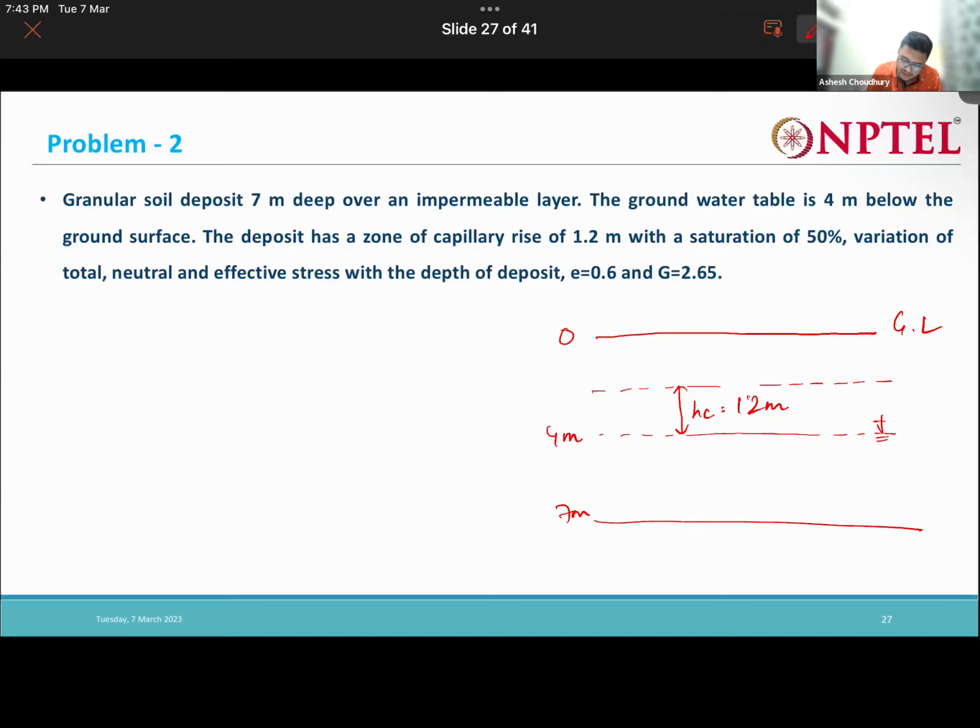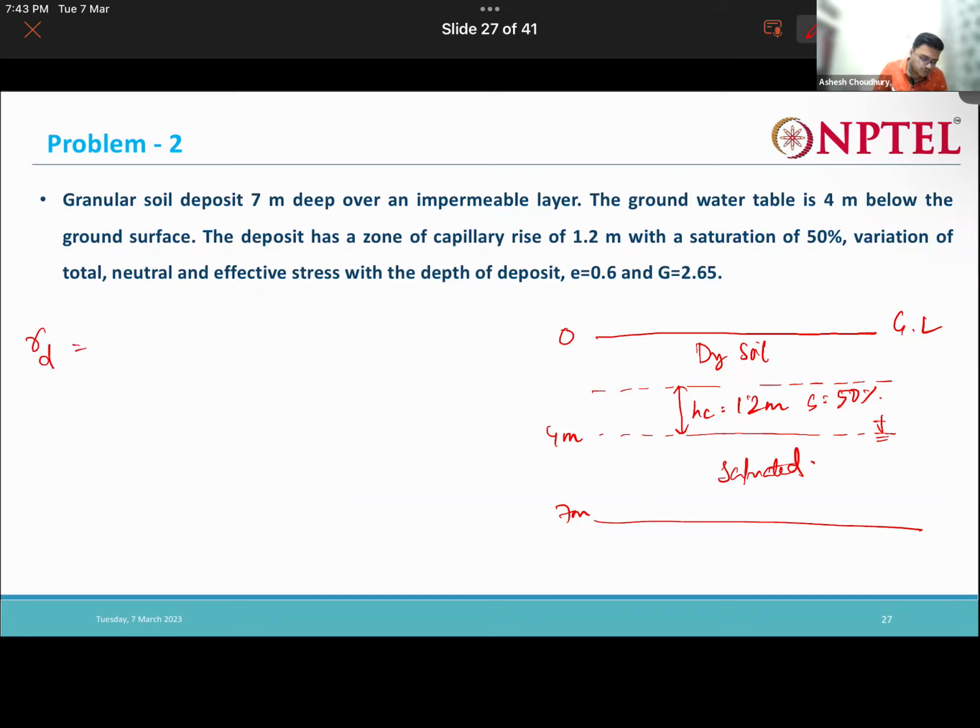So also it is given that saturation at the zone of capillarity is 50%. Okay, so now let us first calculate. Above this it's dry soil. Here the soil is moist and here it's saturated soil. So first let us calculate my gamma d.